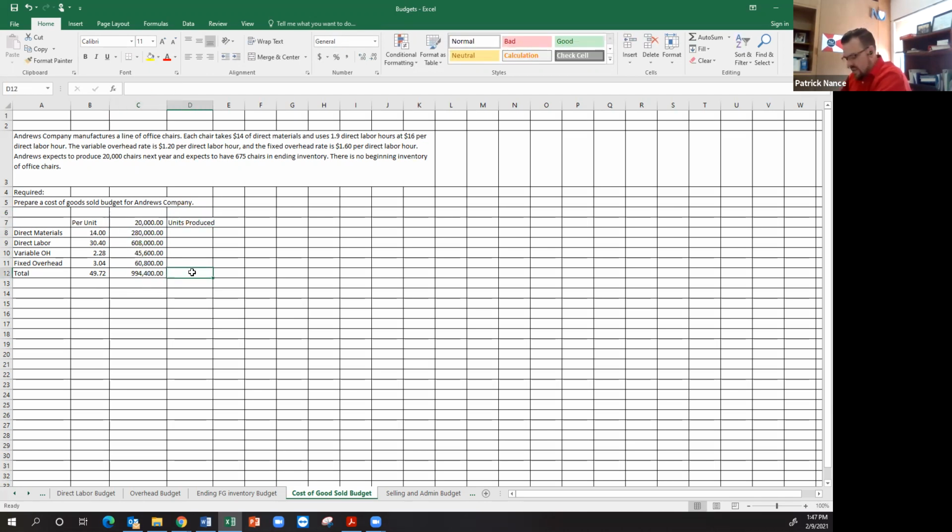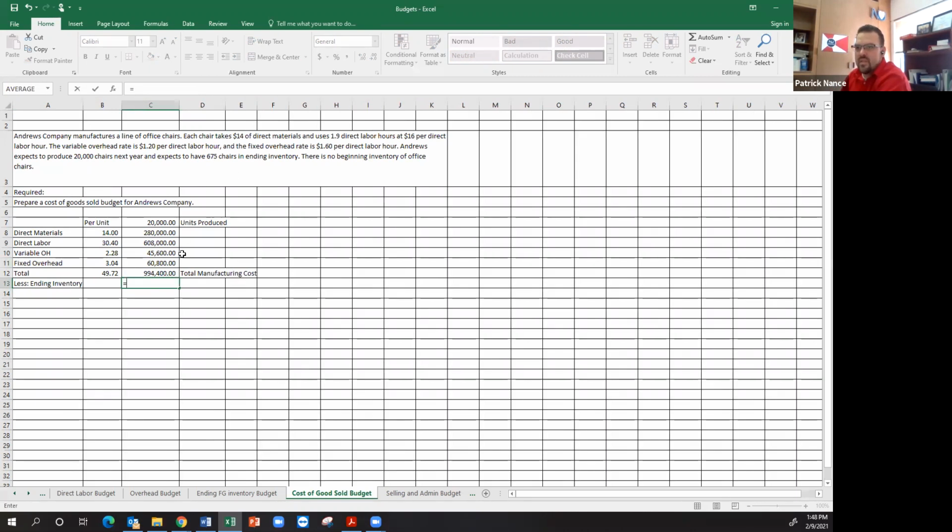So this is 994,000, my total manufacturing cost. Now, my ending inventory is what I have left over, which means everything else I sold. So if I subtract, I say less my ending inventory, which in this case is going to be 675, because it tells me that's how many units, times the 49.72, the total cost per unit. If I subtract that from my total manufacturing cost, that would be everything that I sold.